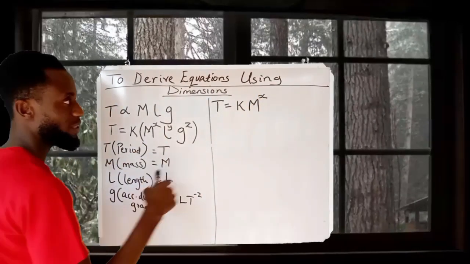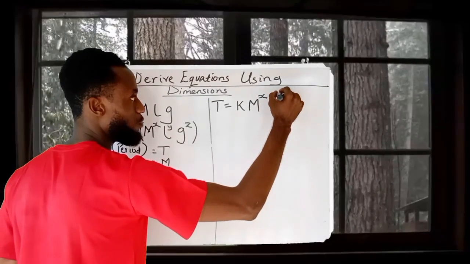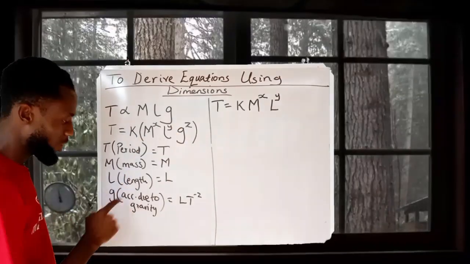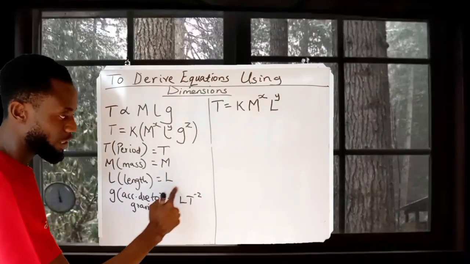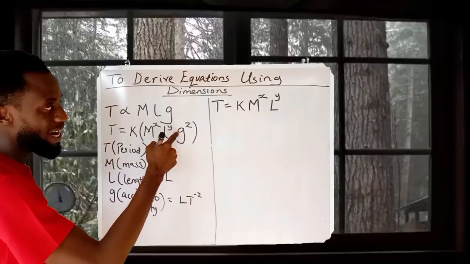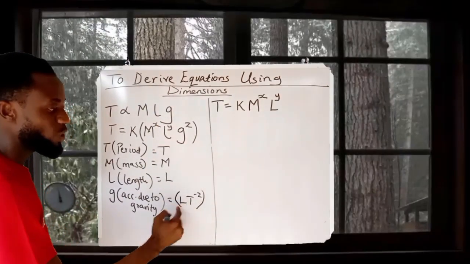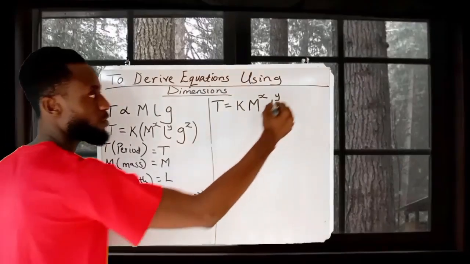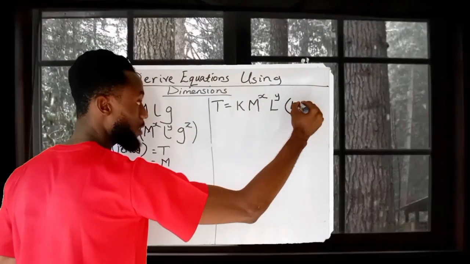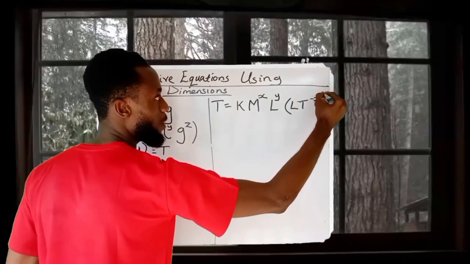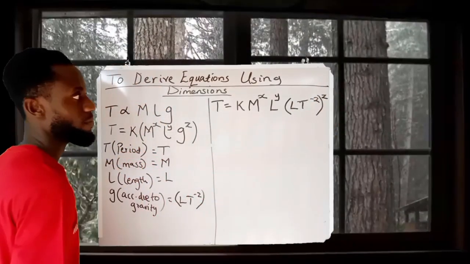L has been changed to capital L with the power of Y. But carefully observe for G. G represents this. So since mine was raised to the power of Z, it means I am now going to raise this new expression to the power of Z. So I have LT minus 2 raised to the power of Z.